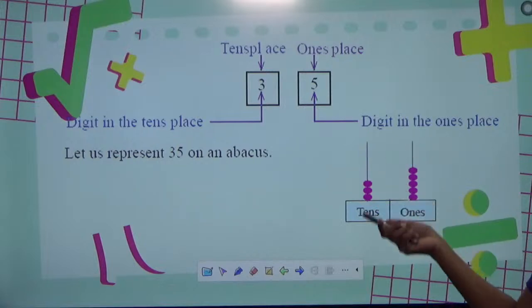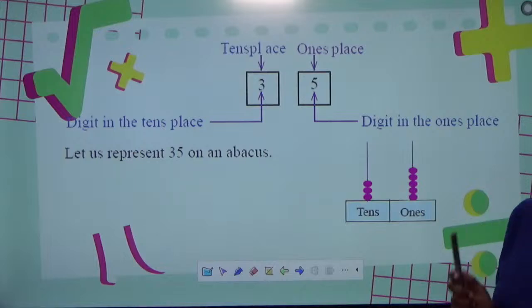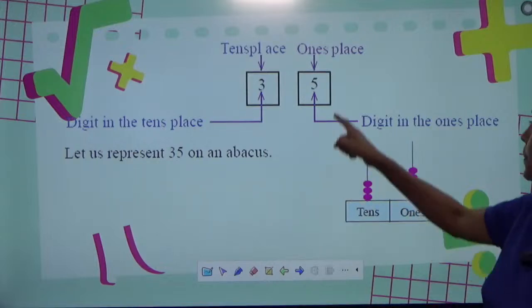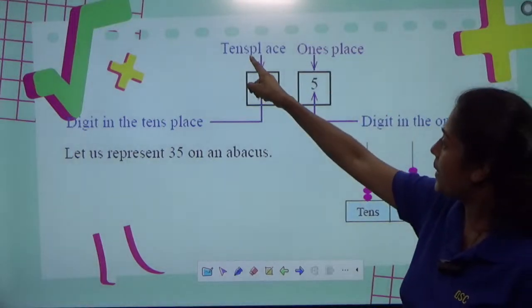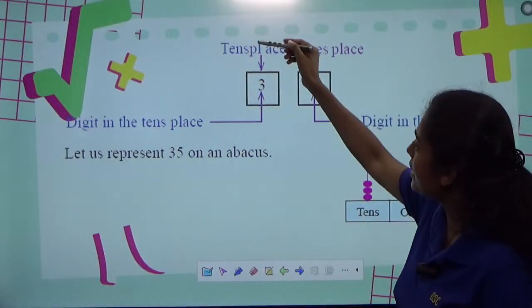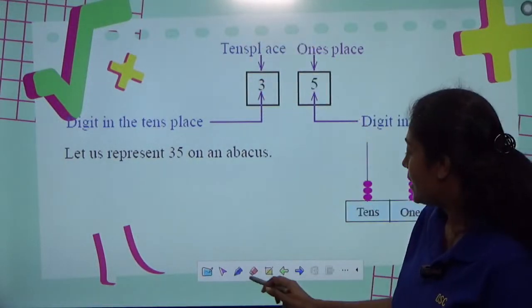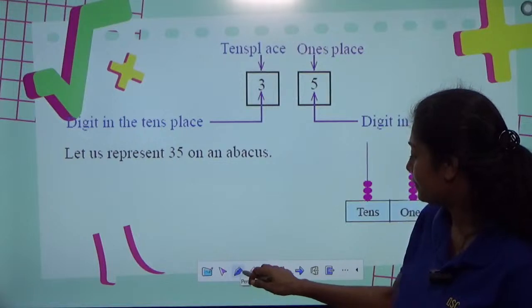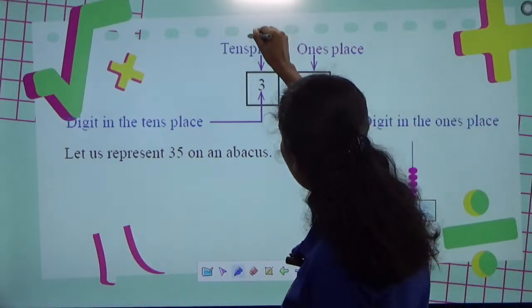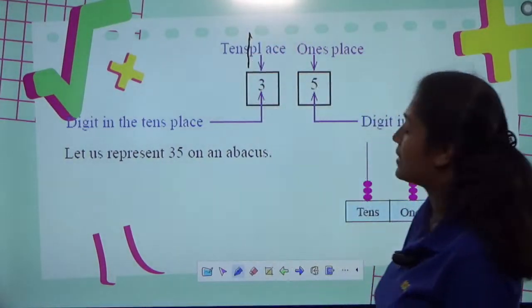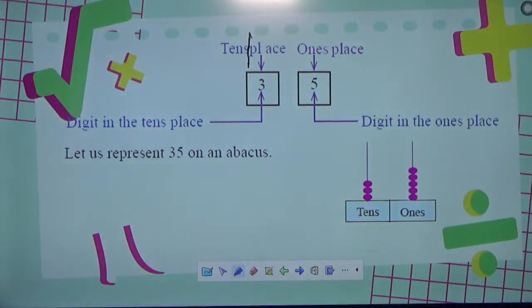Shall we note down this one also? Right? You have to write the spellings correctly. Ones place and tens place, you have to separate this one. That is 2 words, right? You have to separate this one. Tens place, 2 words. Right. I will give you 5 minutes. I think that's enough for you. Note down this one.